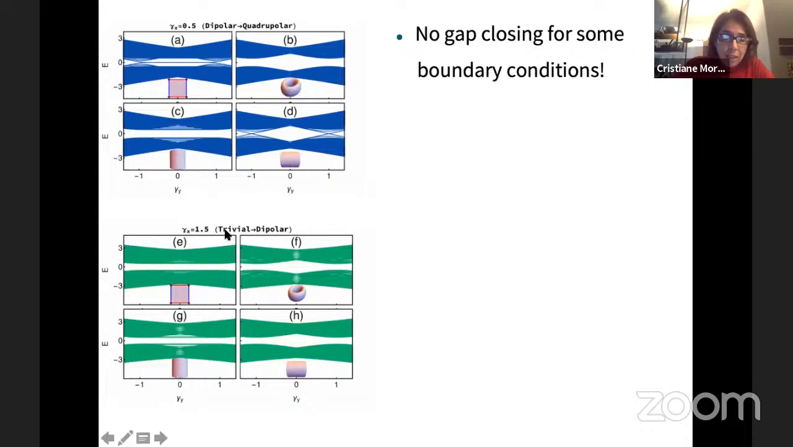Look now at the transition from the trivial to the dipolar. Nothing, no gap closing at all. So it is a completely different type of phase transition. It doesn't occur due to a gap closing and the appearance of the 0 modes, right? Because it's based on a different symmetry. These are these topological crystalline insulators. And then I am no longer able to capture it with the thermodynamic formalism.